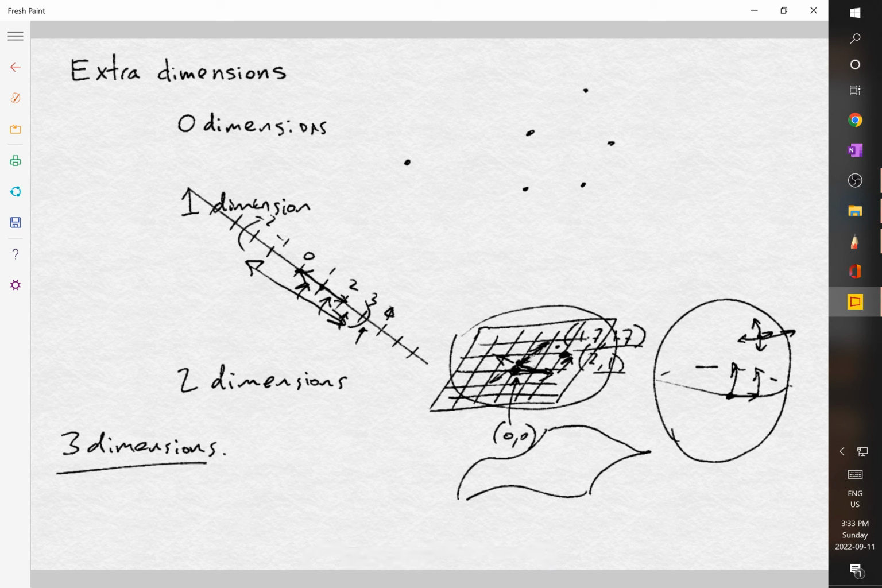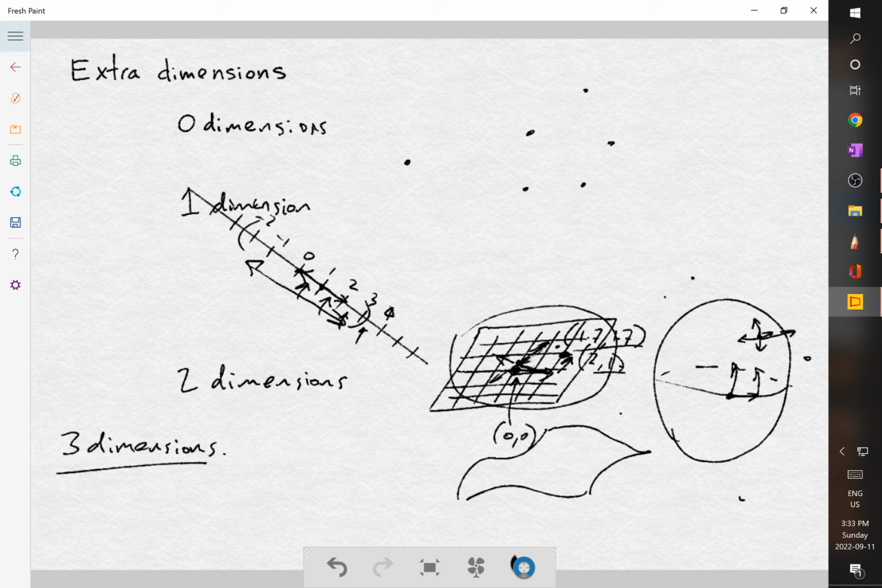Similarly, for 3 dimensions, I would use 3 different numbers. If we were talking about points near the surface of the Earth, I might use latitude, longitude, and altitude, how far above the surface we are, and then I would be able to describe all of those points.